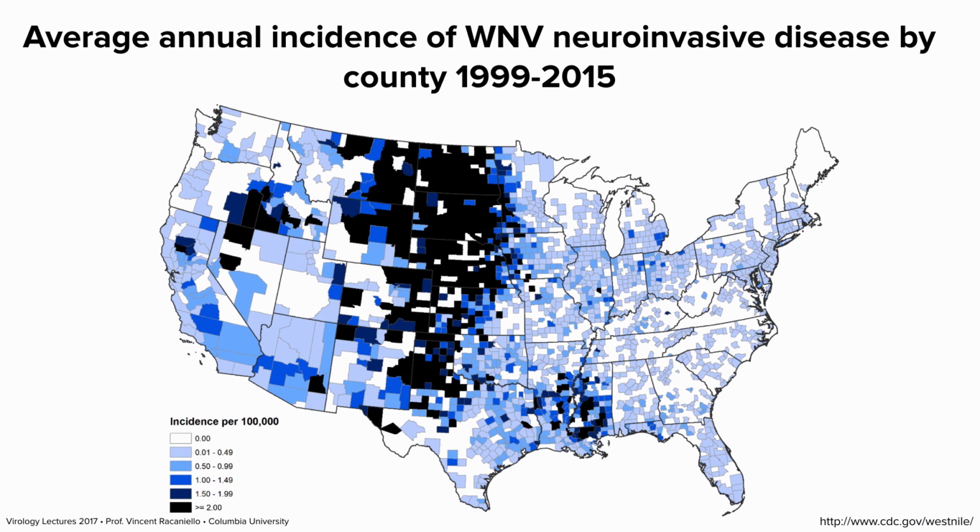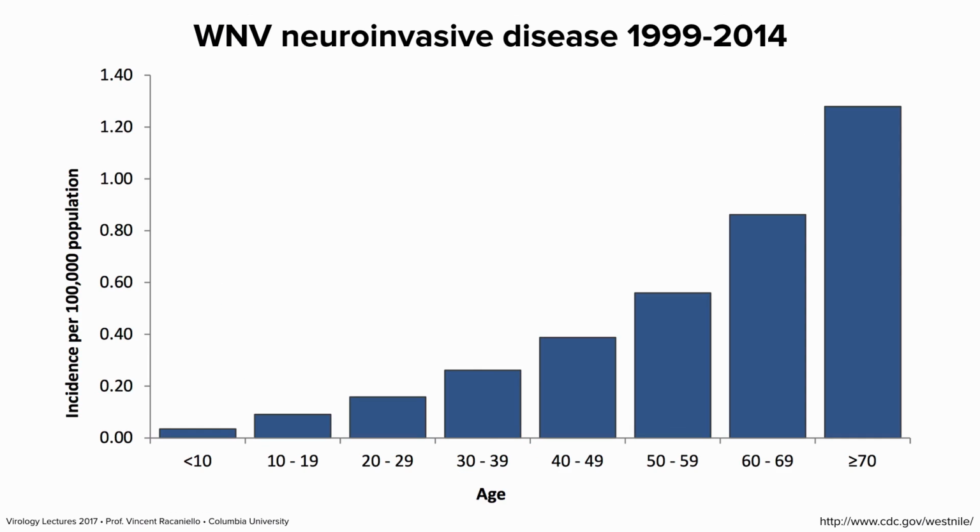Many other counties do have activity. We have West Nile here in the tri-state area, but it's simply not as numerous as elsewhere because our mosquito season is restricted. Now, the disease, the neuroinvasive disease, is more prevalent.